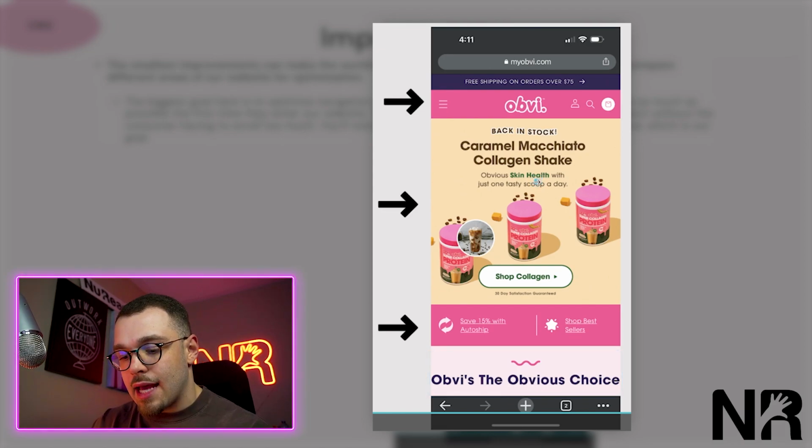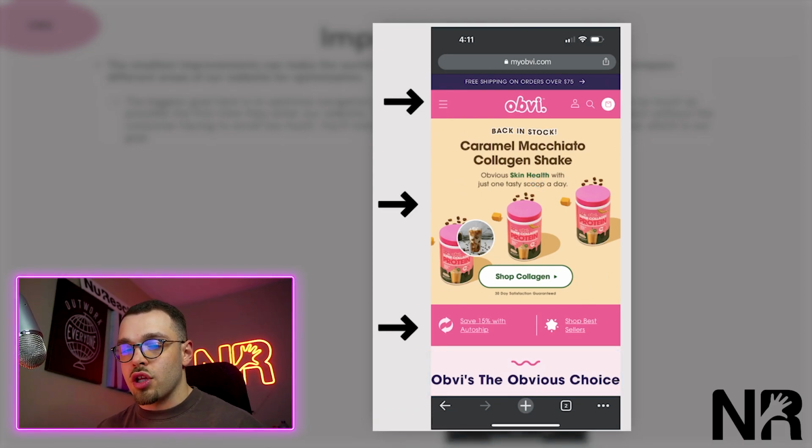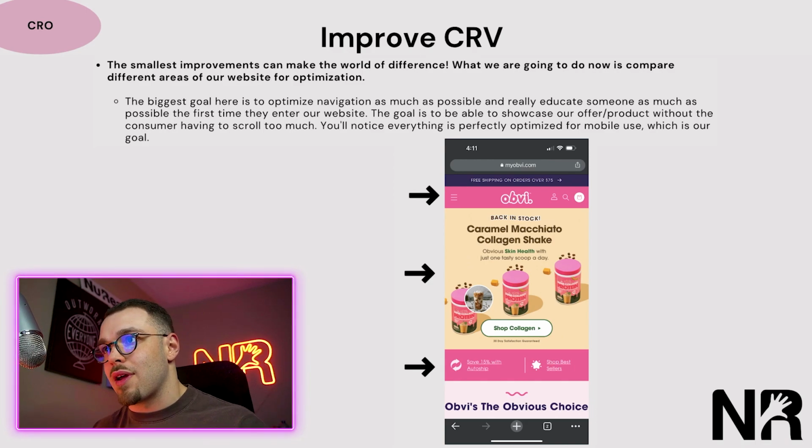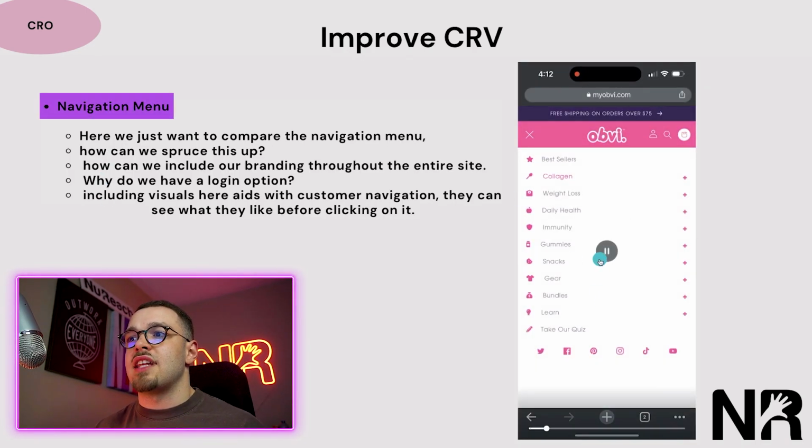So again, the second I land on this brand's homepage, there's literally no scrolling that I have to do, just because of the small things like the size of this banner, the size of this hero image, the size of this other banner. This is allowing them to hit multiple points in terms of education, ultimately educating you as a consumer without having to scroll. Moving on, we're looking at the navigation menu of Obvi.